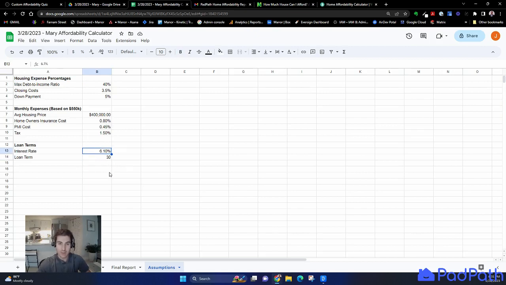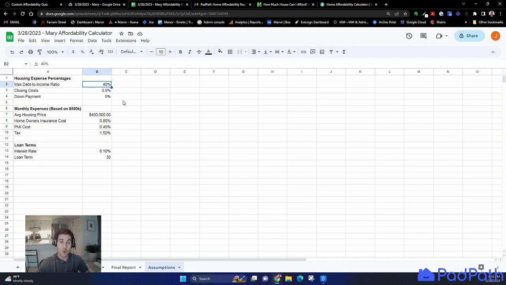This calculator, what it does essentially is it assumes in every single case that Mary's maximum debt to income is going to be no greater than 40%. And the reason for this is because when a loan underwriter takes in your information, they are going to use a figure such as 40%. Sometimes they'll go as high as 43 or 45% max DTI.